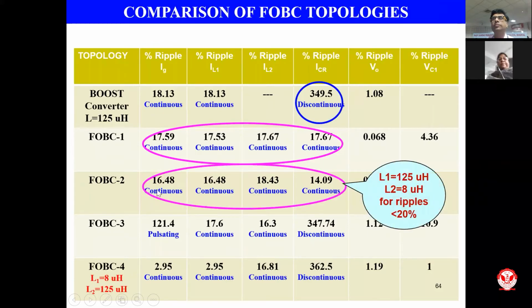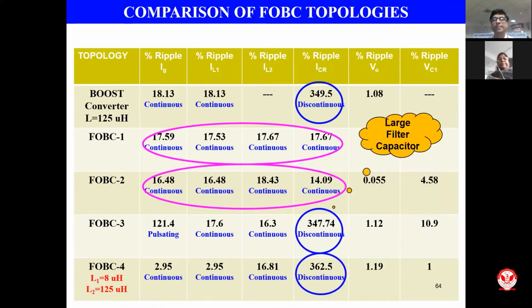To attain this, the inductance requirement was only 125 microhenry for L1 and 8 microhenry for L2, and with this small inductance we are able to attain a peak to peak ripple which is less than 20%, which is the standard. Now if you have such a large ripple, then you need a very large filter capacitor to filter it out, eventually increasing the size and weight.